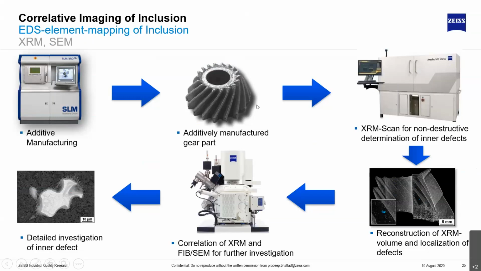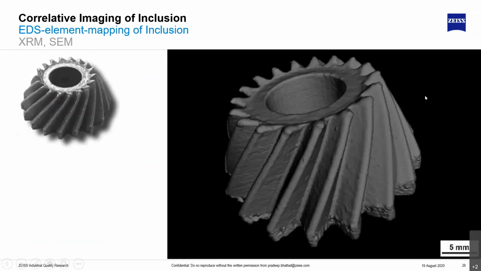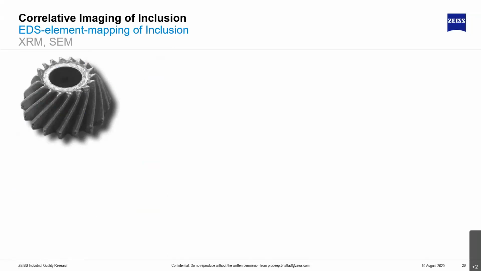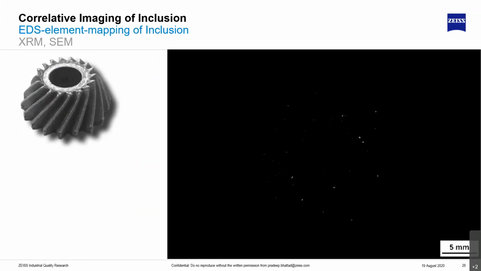The very first thing that we did is take a CT image of the gear. If you take a CT image of the gear, that's what it looks like. If I make everything else transparent and leave only the inclusions inside, this is the size of the part, about 25 millimeters, about an inch in diameter. There are very few specks of powder or inclusions present in the whole part.